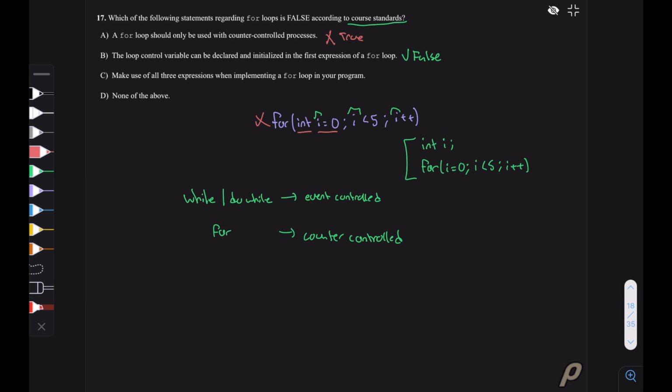And then C, we'll just cover our bases here. Make use of all three expressions when implementing a for loop in your program. This is true. All three expressions, that's the first one, that's the second one, that's the third one. Anytime you write a loop in this course, and honestly, anytime you write a for loop ever, you should make sure you have all three of these expressions in your for loop, as that is certainly the best practice for it. So B is in fact our correct answer.